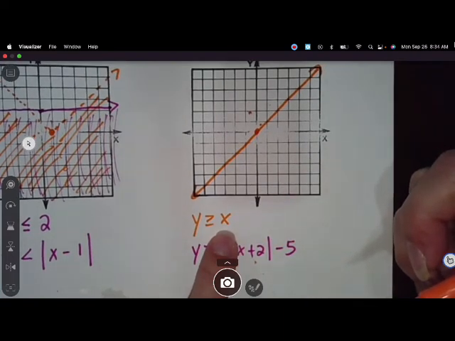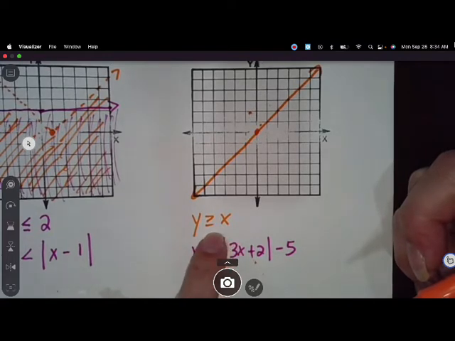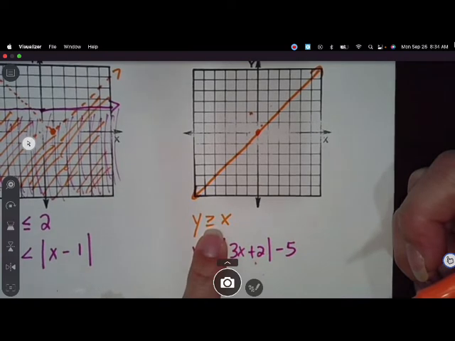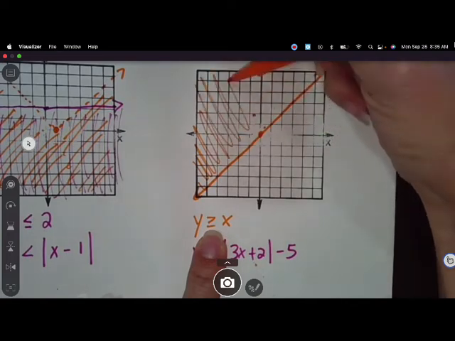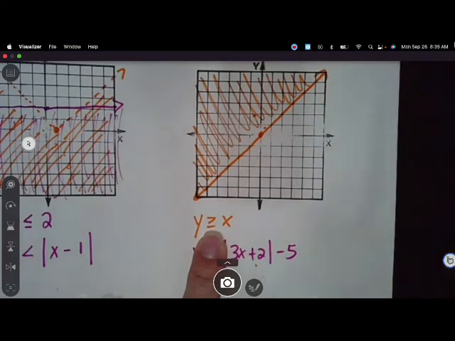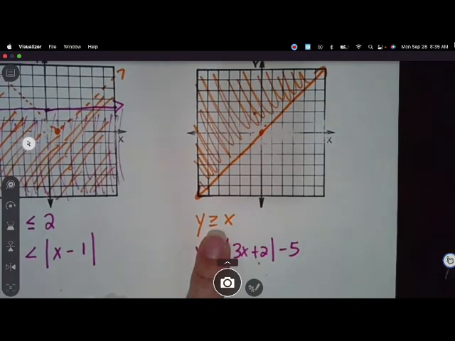But now I'm going to shade. That's just the y equals x part. Now I'm going to shade greater than that. Where is greater than that? On the top part, all up here. Okay, that's that line.